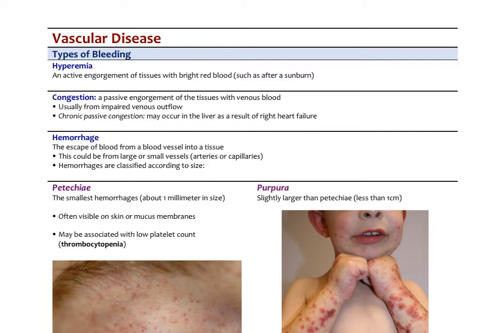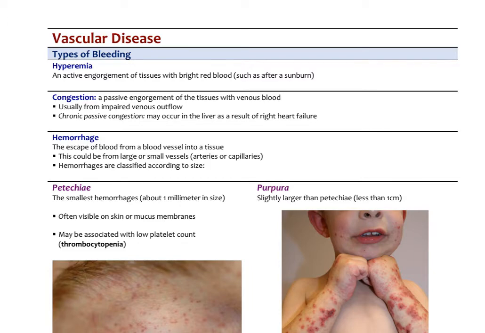Congestion means a passive engorgement of tissues with venous blood. So this is more from the venous side and usually due to impaired venous outflow. So you might see that in the legs, for example, with venous stasis, some blood congestion from that. This can happen, for example, in the liver because of right heart failure. So when the right heart fails, all the blood backs up on the right side of the venous tree, or in the venous system in general, right side of the heart. And this will cause congestion in the liver, and that can impact liver function.